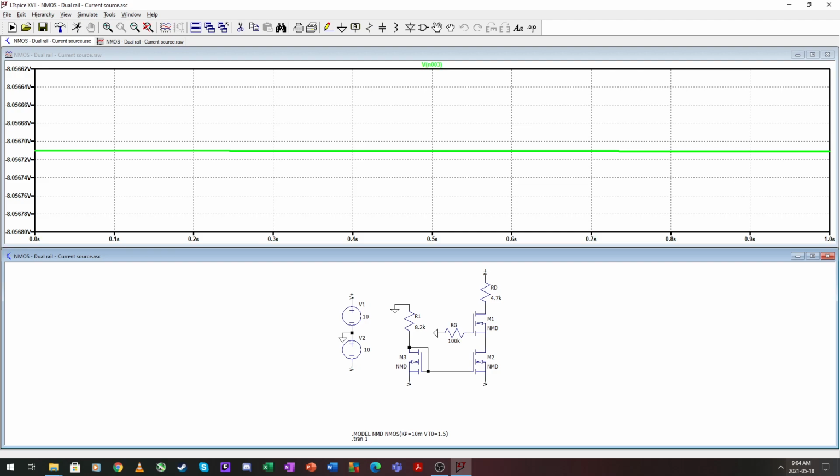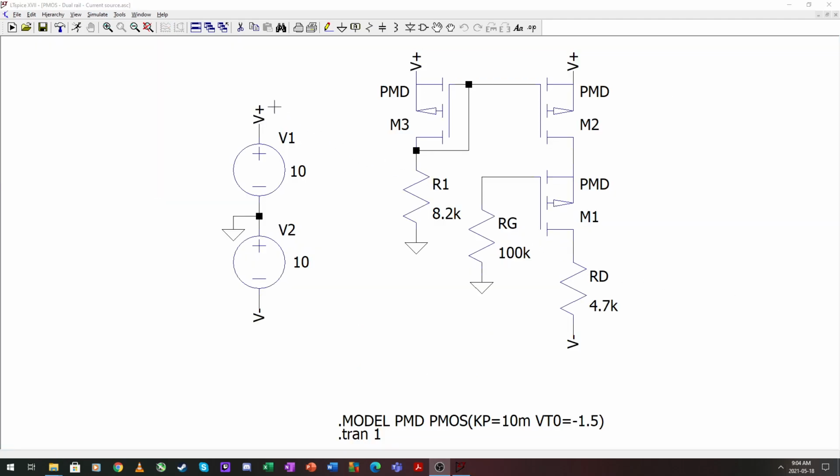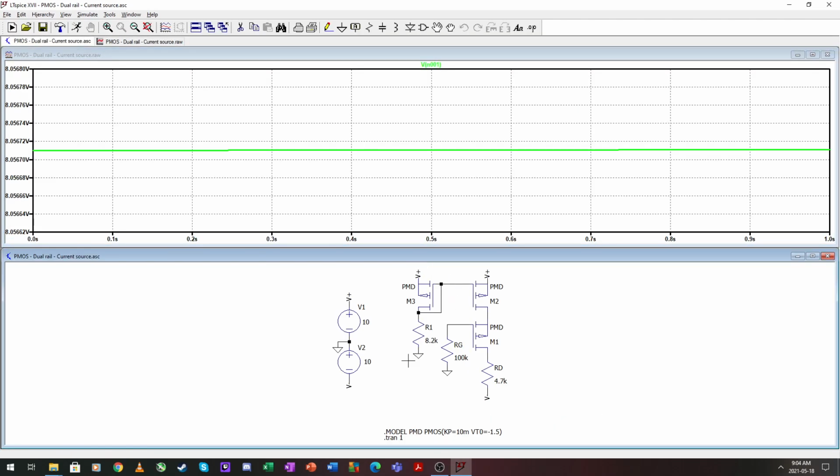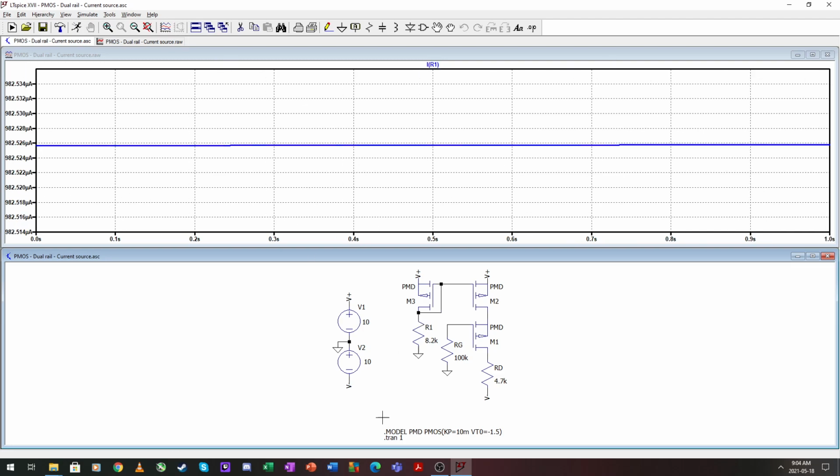Let's have a look at the PMOS. So PMOS structure sitting up there. It's the equivalent resistor, equivalent voltage that we saw in the NMOS. Just this is positive now. Same current. The structures are, for lack of a better word, identical. So, that is it for the biasing structures for MOS devices.